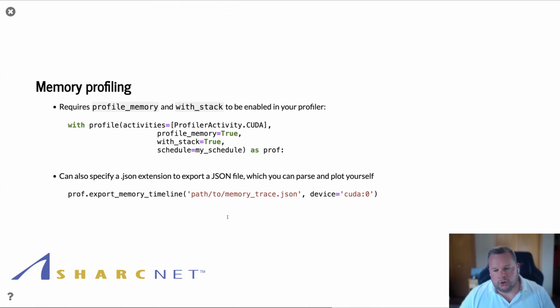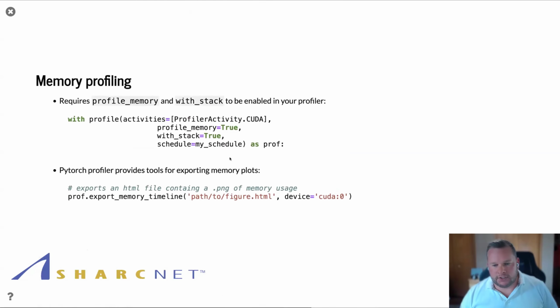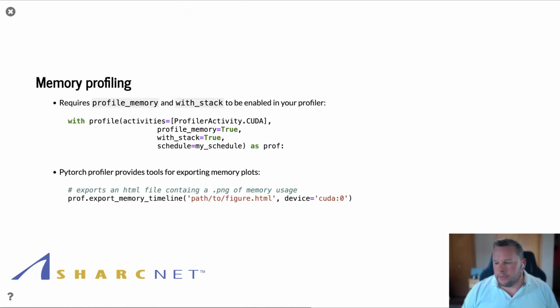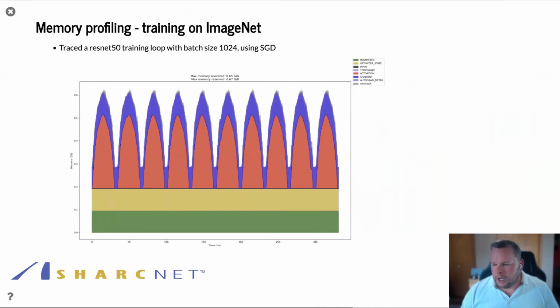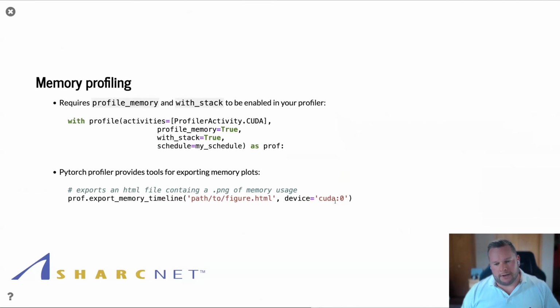And you can also use a .json extension, and then it will output a JSON file, which you can then parse yourself and plot in any way you want. So you're not stuck with the plot that they give you. But for this, we'll just use those HTML files. And also, because we're talking about memory profiling, memory usage during inference isn't all that exciting.